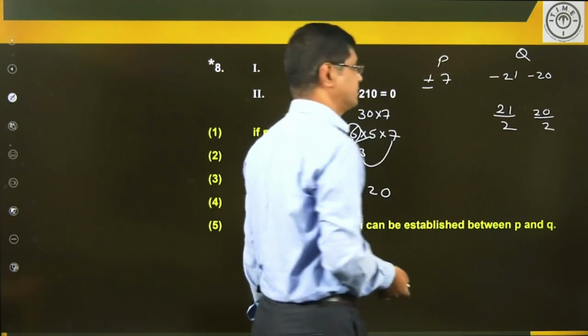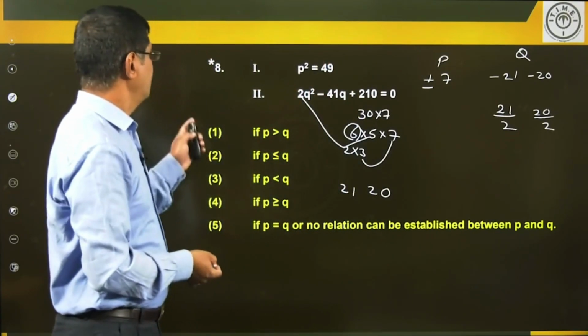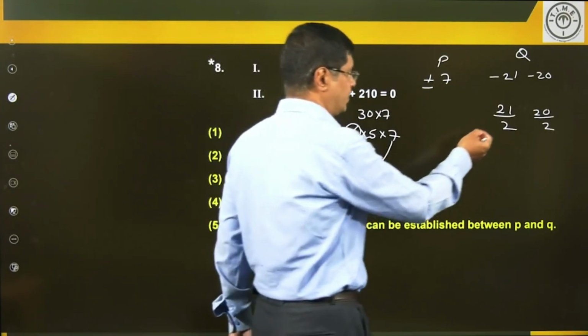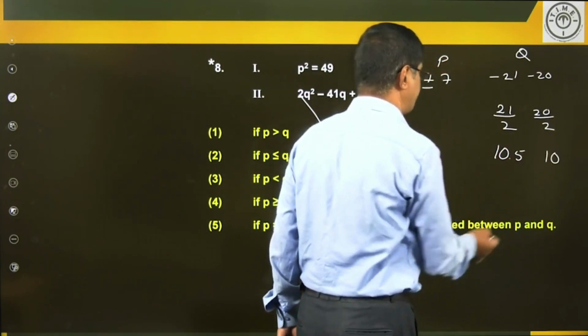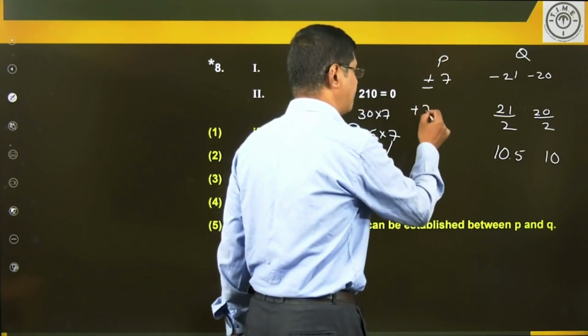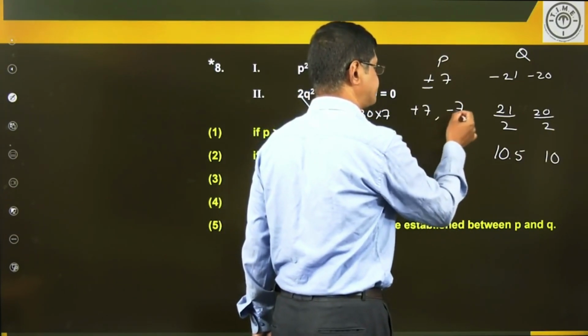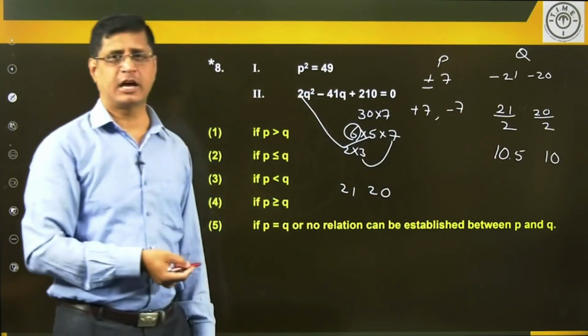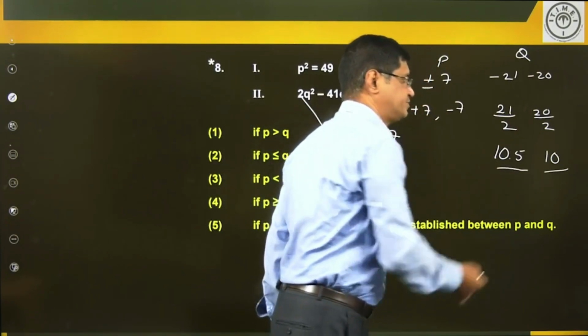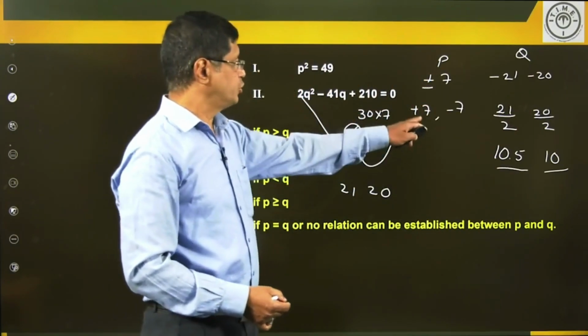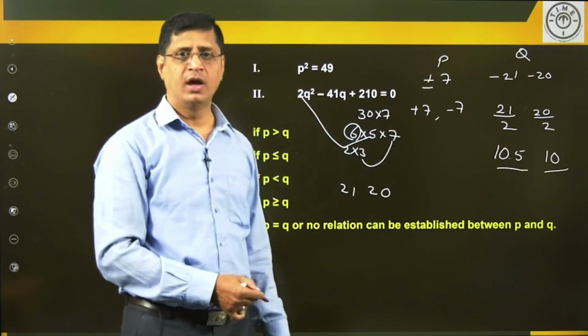Now simplify this. What is the relation? Now it is 10.5. It is a 10. Plus 7 minus 7. Yes, my dear students, just observe. Positive 7 is less than these two values. Positive 7 is less than 10.5 and 10.